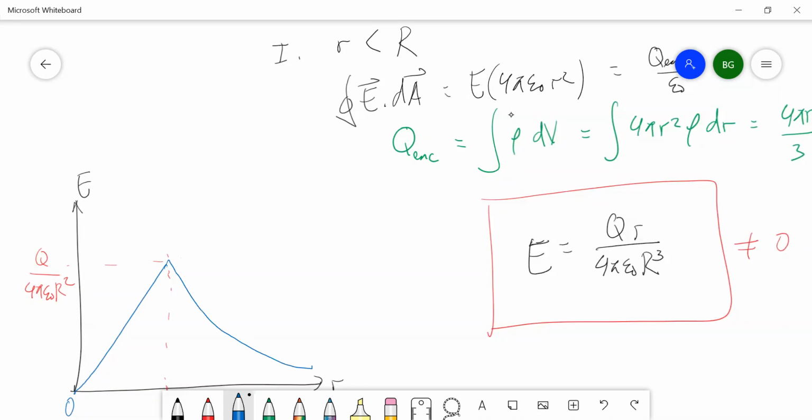Okay, this one. So again, this is also continuous, but not differentiable. Okay.